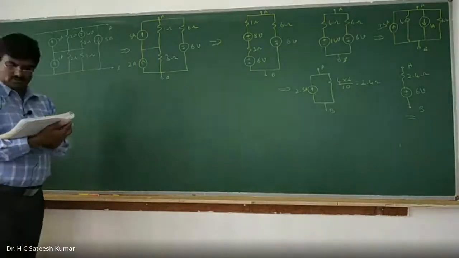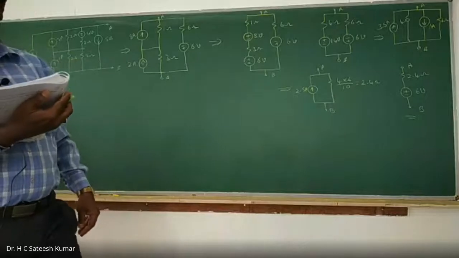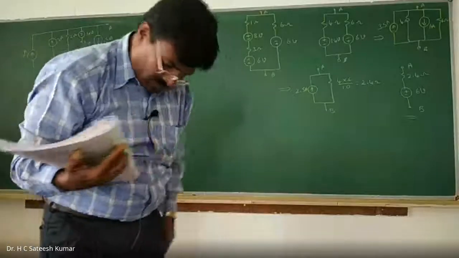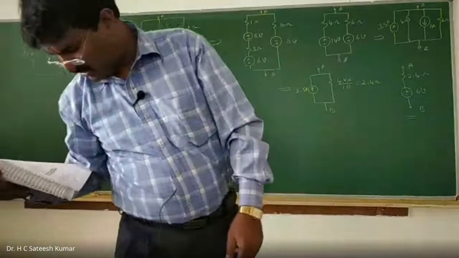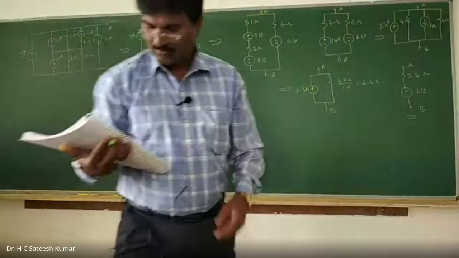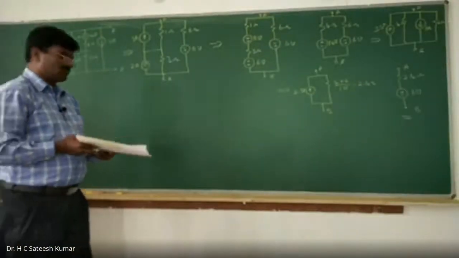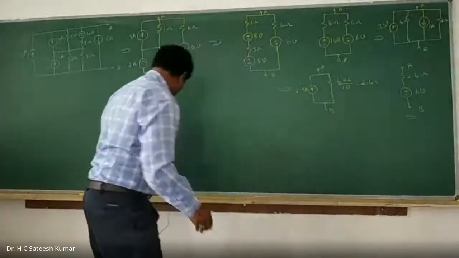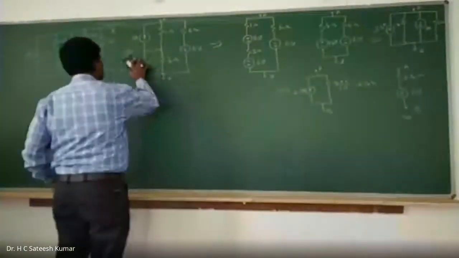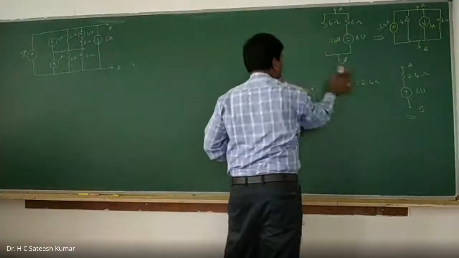Using the source transformation, replace the circuit shown in the figure with a practical voltage source between the terminals A and B. This practical voltage source is nothing but a voltage source in series with a resistance, right? So practical voltage source means we should write a voltage source in series with a resistance. To that extent, you should reduce it.